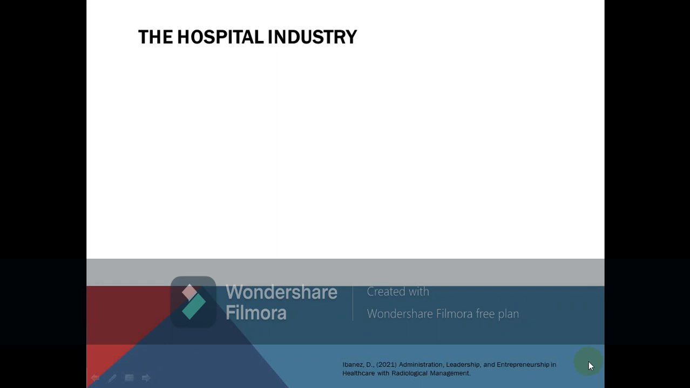The hospital industry. The hospital as a service industry is entitled to provide patients with quality health care. Therefore, a hospital has the following characteristics.